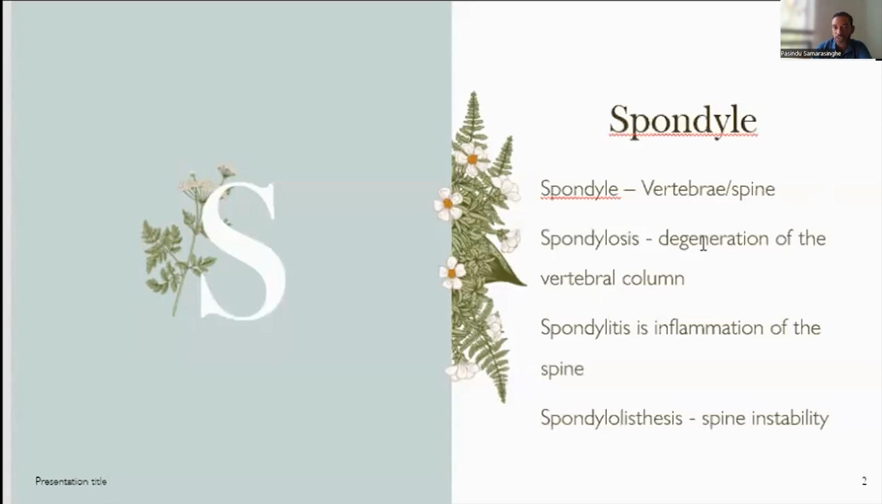And then you have spondylitis, which is inflammation of the spine. This is what we're going to discuss today. When there's inflammation involving the spinal components, we call it spondylitis. And then spondylolisthesis is spinal instability, where you have a vertebra slipping over another. You can have anterior or posterior spondylolisthesis. And there's a condition called spondylolysis, where part of the vertebra gets fractured, and that leads to spondylolisthesis. The terms look closely similar, but they are different and have different meanings. So we're going to discuss spondylitis today.